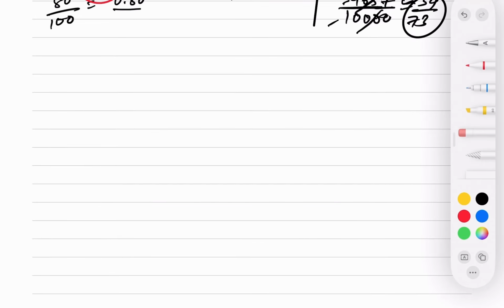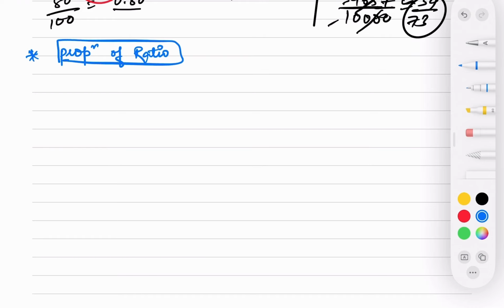Are you understanding? Okay, let's start with the properties of ratios. Okay, properties of ratios, very important, right? These properties of ratio are the complete heart of this ratio and proportion. This is the main center workflow of this ratio and proportion, so you should understand it very clearly.